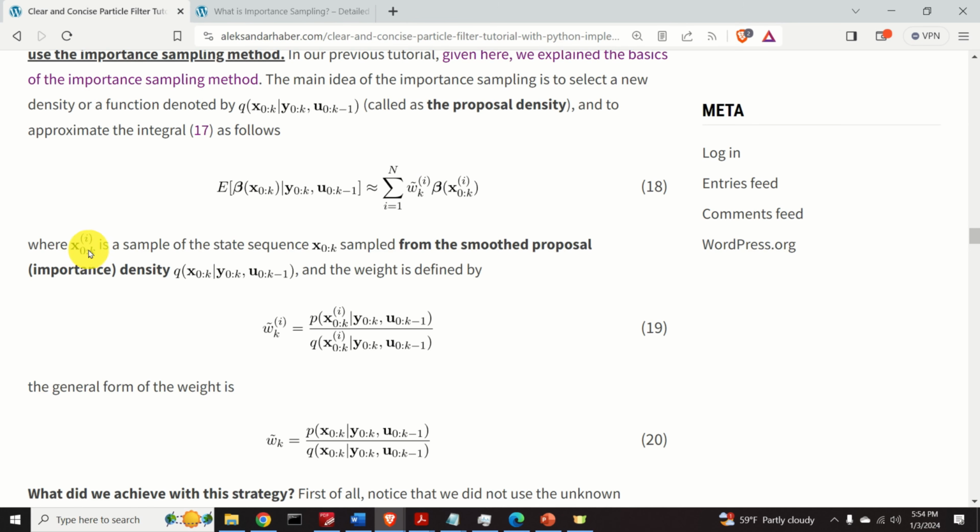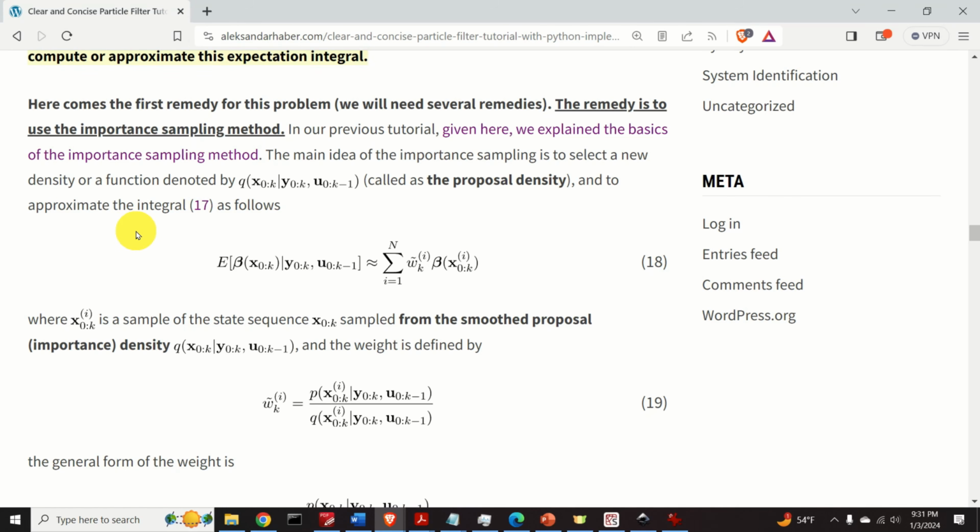Here, x0 until k with index i is a sample of the state sequence sampled from the smoothed proposal density denoted like this, and the weight is defined like this. In the general form, the weight is defined like this, where in the numerator we have the smoothed posterior, and in the denominator we have the smoothed importance density, or the smoothed proposal density.